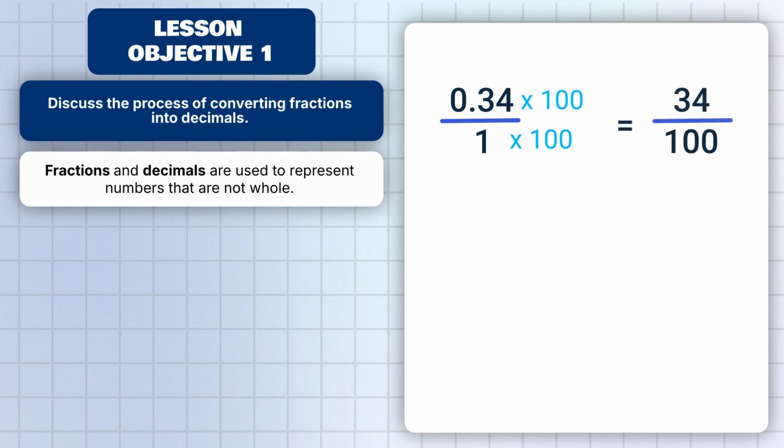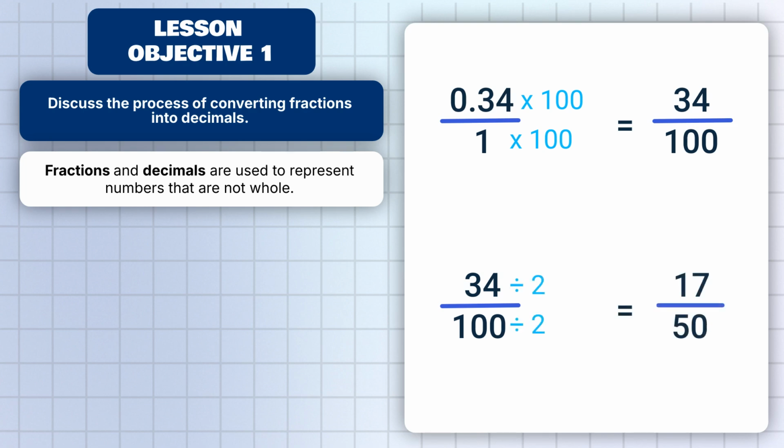Finally, reduce the fraction to its simplest form. To do this, find the greatest common divisor of the numerator and the denominator and divide both by this number. For 34 over 100, the greatest common divisor is 2. 34 divided by 2 over 100 divided by 2 equals 17 over 50. This gives us the simplified fraction of 0.34, which is 17 over 50.